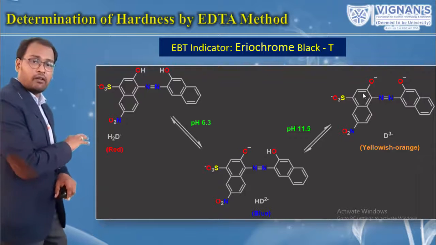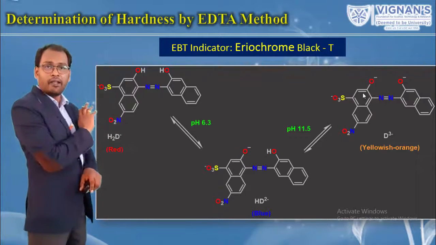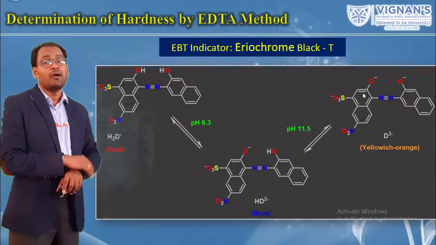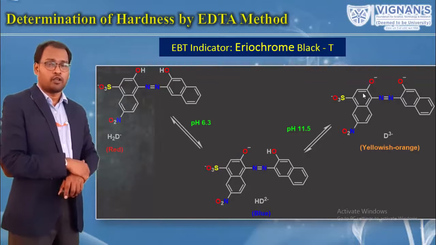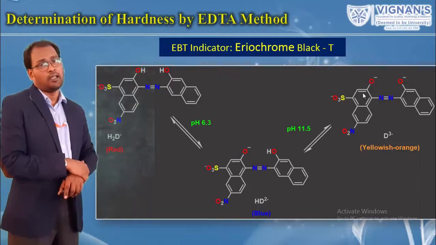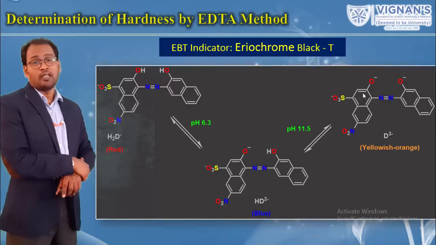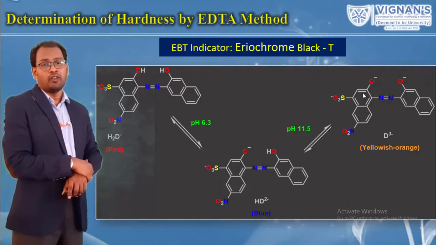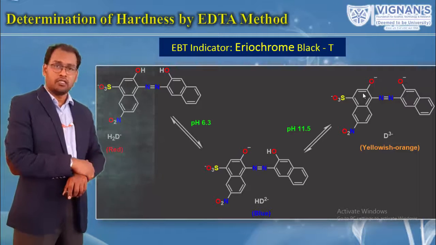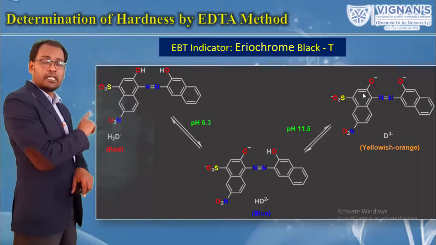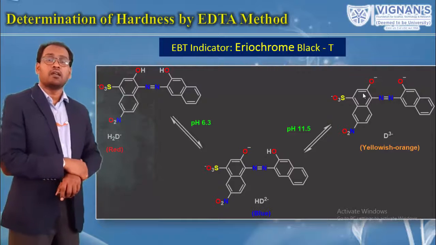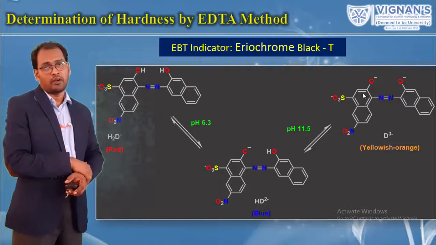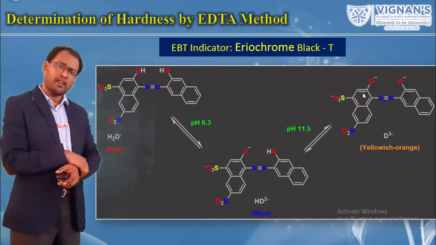At pH 7, or in between pH 6 and pH 11, the color will be blue, because of the partially protonated hydroxy group. And at higher pH, both the hydroxy groups will be deprotonated and the color will be yellowish orange. So this is how the color changes when EBT is present at different pH.